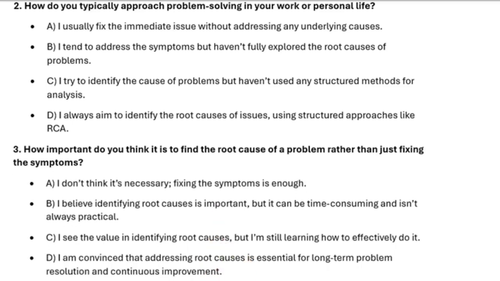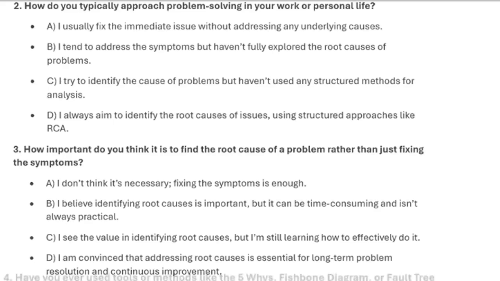3. How important do you think it is to find the root cause of a problem rather than just fixing the symptoms? A. I don't think it's necessary. Fixing the symptoms is enough. B. I believe identifying root causes is important, but it can be time-consuming and isn't always practical. C. I see the value in identifying root causes, but I'm still learning how to effectively do it. D. I am convinced that addressing root causes is essential for long-term problem resolution and continuous improvement.